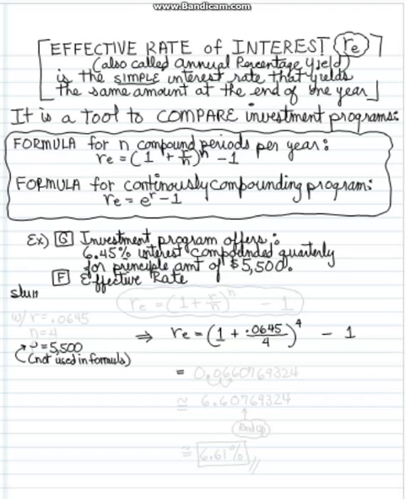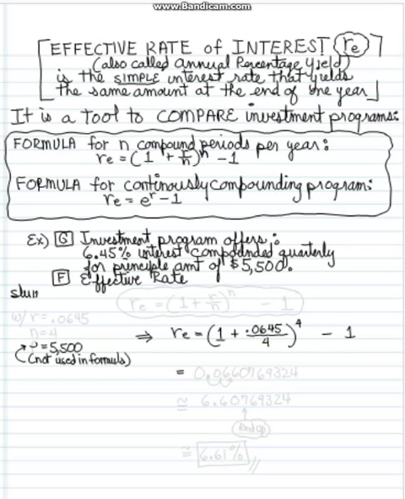Okay, so here's how it works. The formula for n compounded periods per year is R sub E, the effective rate of interest, is equal to parenthesis 1 plus the rate in decimal form R over the number of compound periods n, raised to the n power, and after that's done, you subtract 1.